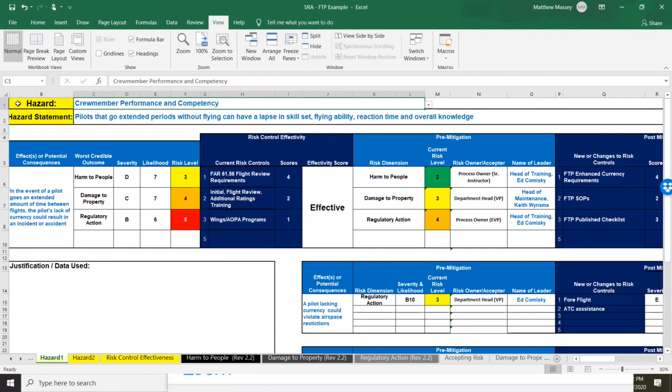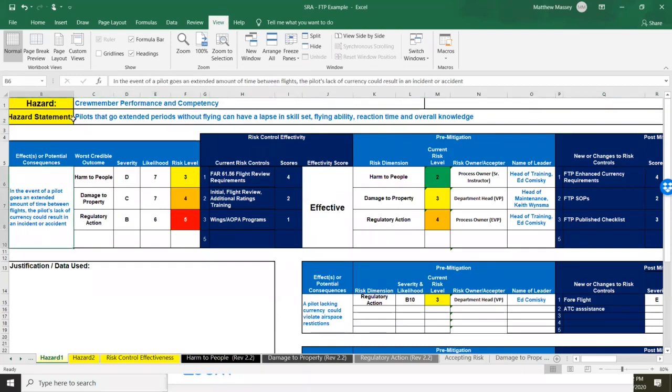But I identified a hazard of crew member performance and competency. And I said, right, so pilots that go extended periods without flying can have a lapse in skill set, flying ability, reaction time, and overall knowledge. And I think we can all agree to that, right? If any of us have had a couple weeks off from flying and you get back in the plane, you feel rusty, right? Your landings may not be as good, or even if they are, you just feel out of whack. You're just not the same pilot that you would be if you were flying every single day or a couple times a week.